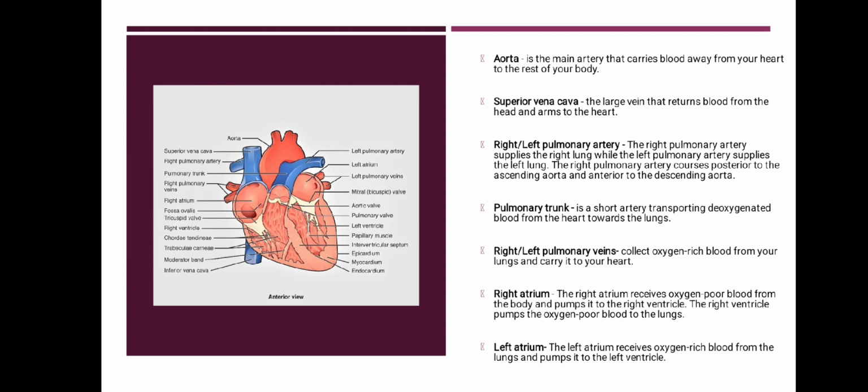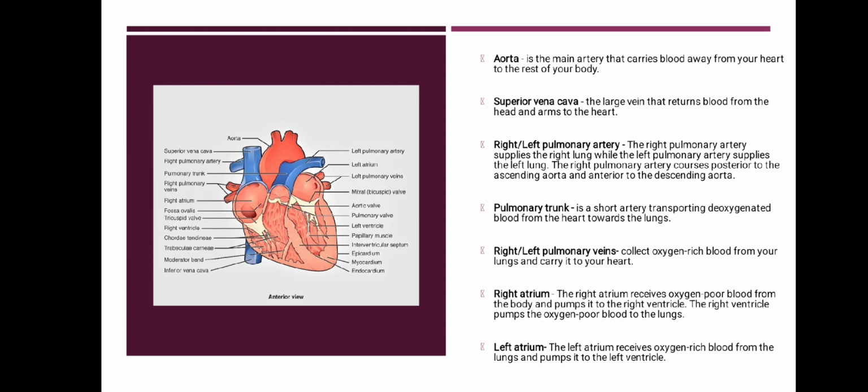Each of the upper chambers, the right atrium and the left atrium, acts as a receiving chamber, in contrast to the lower chambers, the right ventricle and the left ventricle, which receive blood and push it onward. The ventricles serve as the primary pumping chambers of the heart, propelling blood to the lungs or to the rest of the body. The aorta is the main artery that carries blood away from your heart to the rest of your body. The superior vena cava is the large vein that returns blood from the head and arms to the heart.